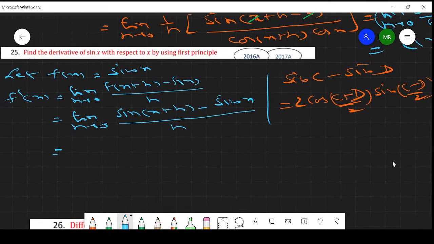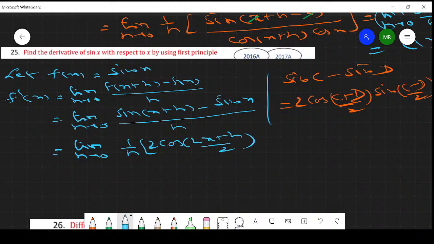Limit h tends to 0. I can write this one, you can see now: 1 by h into 2 cos of c plus d by 2, that is 2x plus h by 2, into sin of c minus d by 2. This is c, this is d, c minus d, you will get only h by 2. So applying the formula sin c minus sin d, we get this.